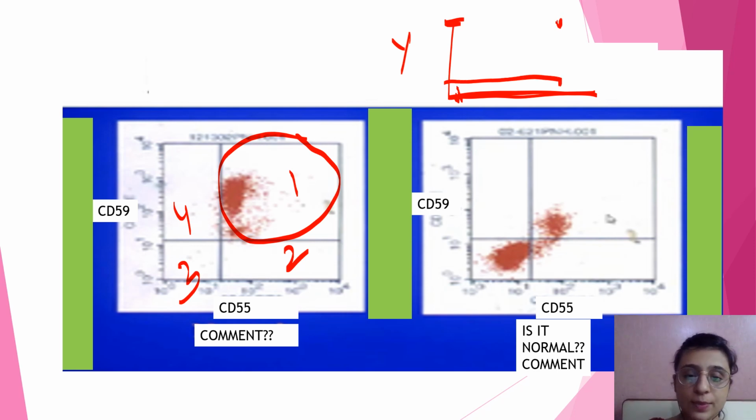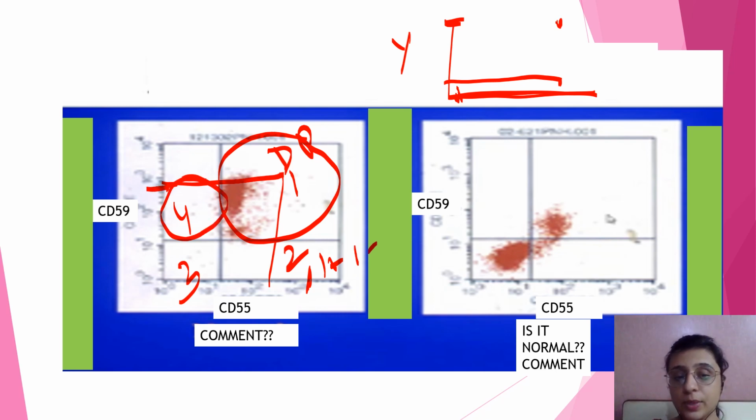Same plot I am using. I am saying if it is the outermost quadrant, it will be positive for both the X axis and Y axis marker, that is positive for both CD55 and CD59. So it is the double positive quadrant, right? If I look at this quadrant, you just remember something which is present here will be positive for this marker and negative for this. So one will be positive here, one will be negative. If I look at this number 4 quadrant, it will be positive for a marker present on the Y axis but negative for a marker present on the X axis. So it is again one positive, one negative. If I look at this, it will be negative for both. So this is the double negative quadrant.